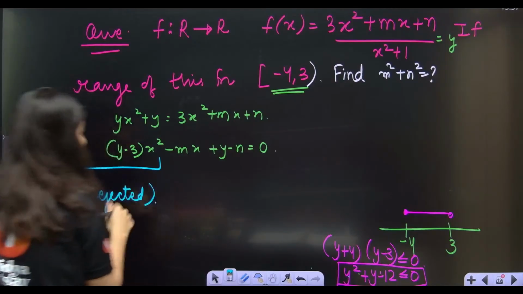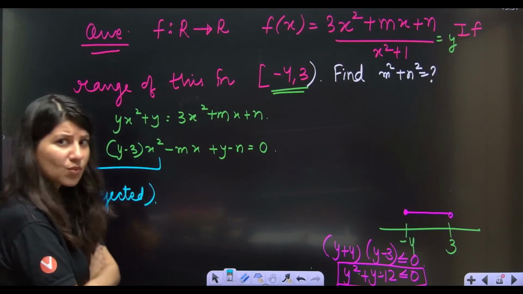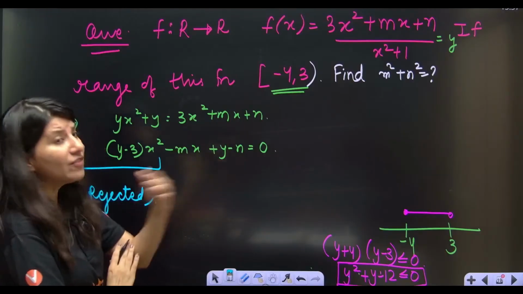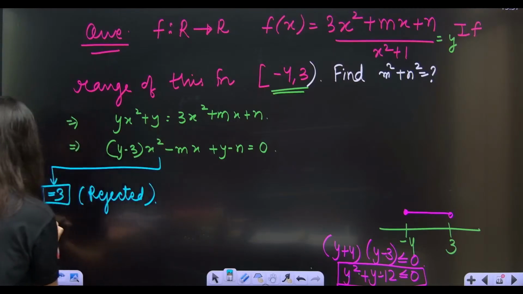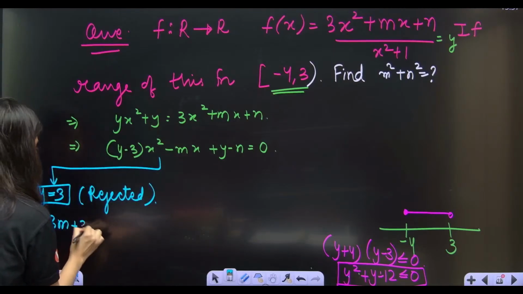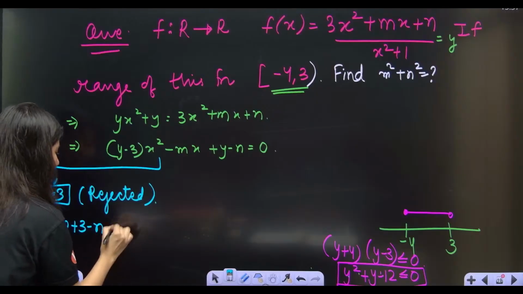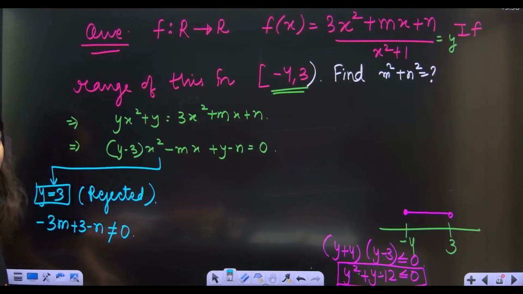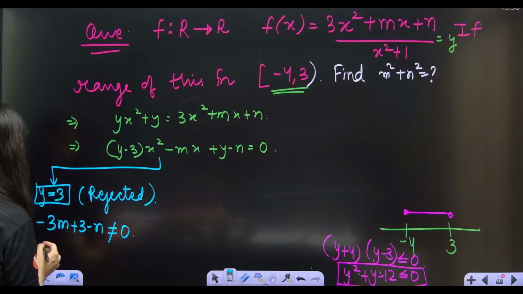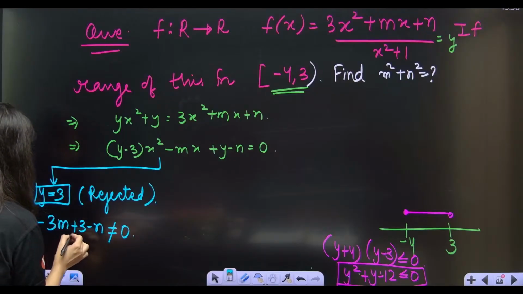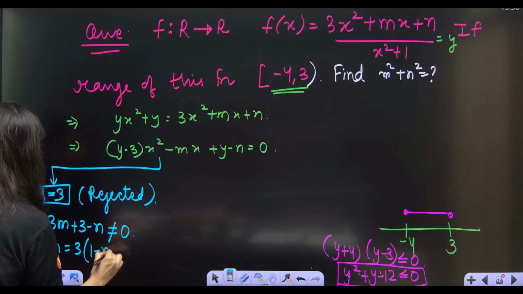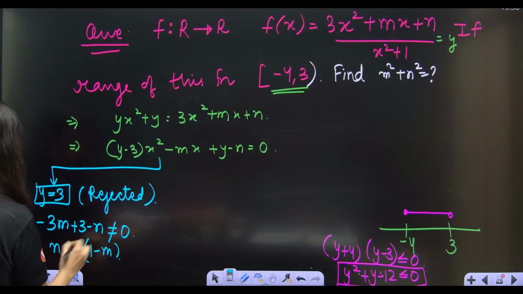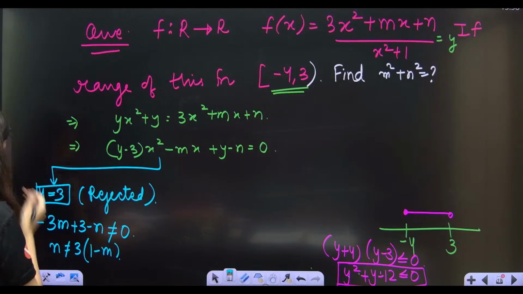So let's apply that brain also. What would be the scenario? Why have they rejected 3? So create that case. Put x equals 3. So this is minus 3m plus 3 minus n, which is never 0. Then only it will get rejected. So n equals 3, 1 minus m. n not equal to 3, 1 minus m. So this is the case.